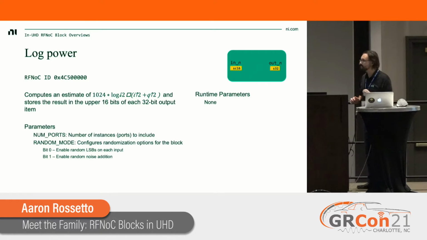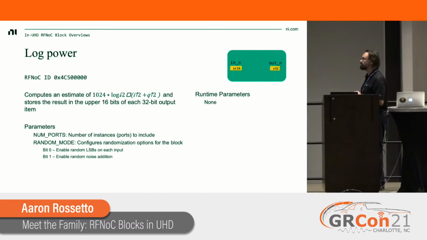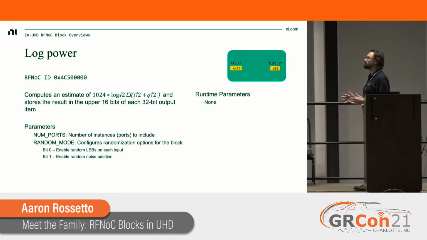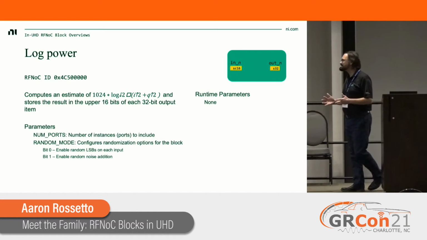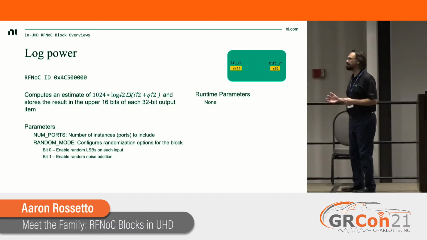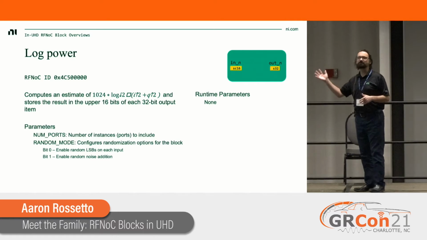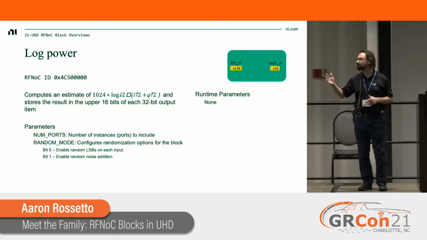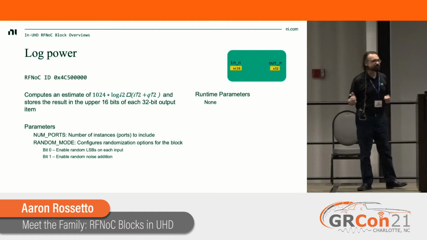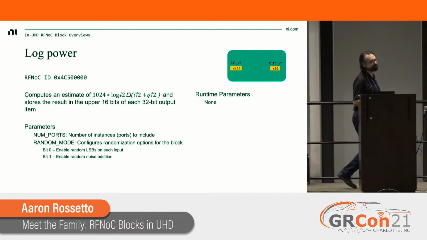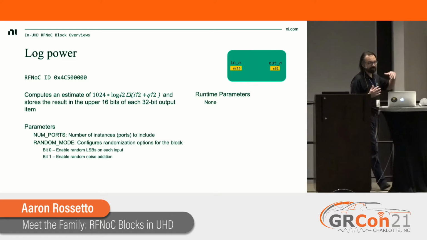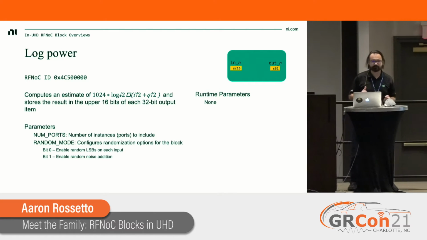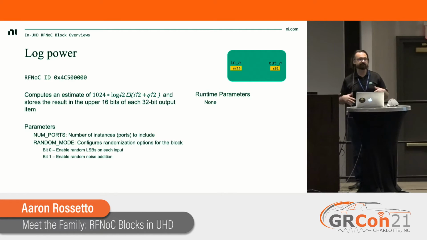Okay, the next block is a log power block that computes an estimate of that formula, which didn't render correctly. Awesome. That's supposed to be log to the base 2 of the square root of I squared plus Q squared, but you probably already knew that. And then stores the result, which is a scalar value, in the upper 16 bits of each 32-bit output item. And there are parameters here to add some random noise to kind of spread out the quantization error.